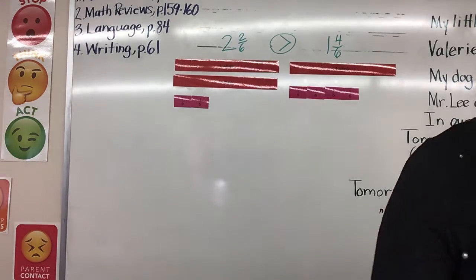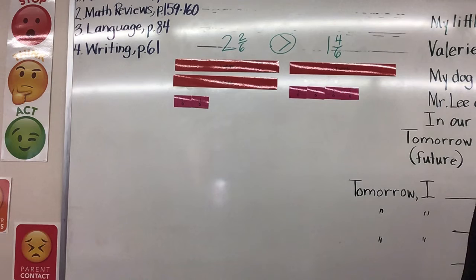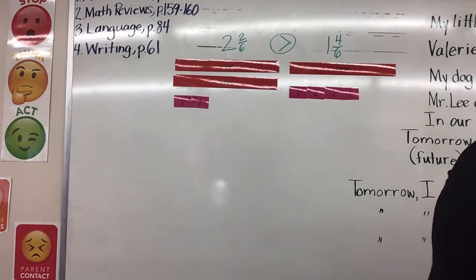All right, moving over to number 2. This time it's circles. How many circles do you see there? 2. But how many did they color all of it? Just 1. So what's our whole number going to be? 1. So put a 1 in the whole number section.